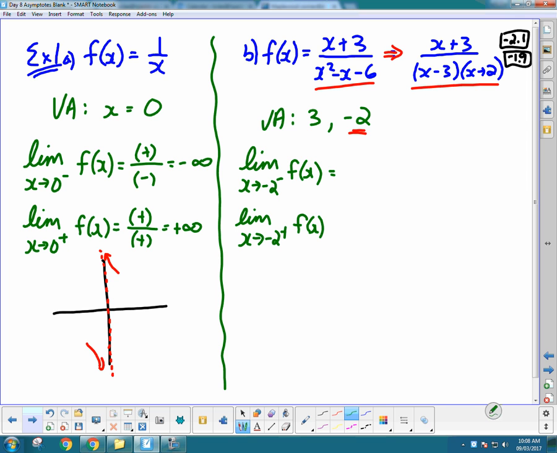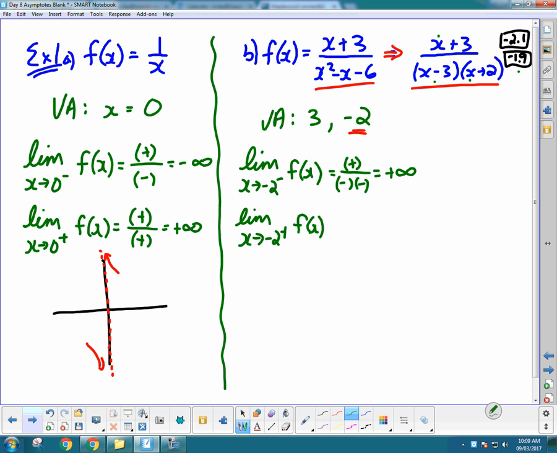So if I plug in negative 2.1 into here, you'll see that plus 3 is going to be positive. If I plug it in here and I minus 3, that's going to be negative. And if I plug it in here, negative 2.1 plus 2, the plus 2 is not big enough to change it to a positive. So on the bottom I have a negative times a negative, which will be a positive. Positive divided by a positive is positive. So it's going to go off to positive infinity.